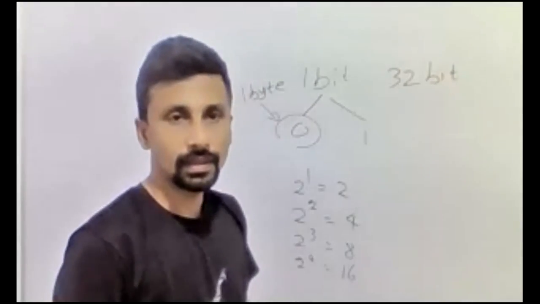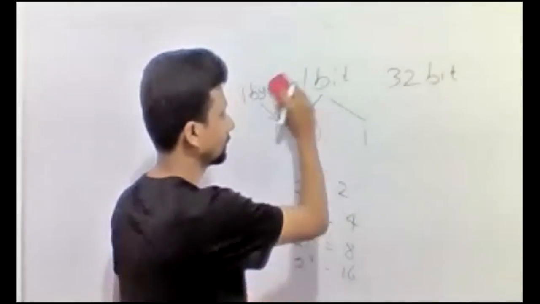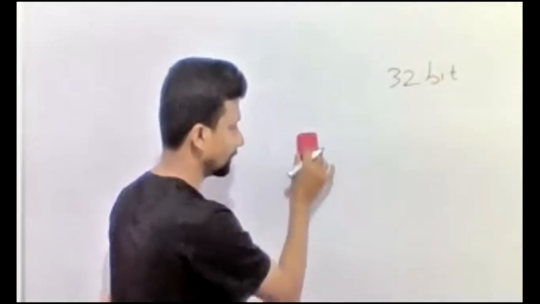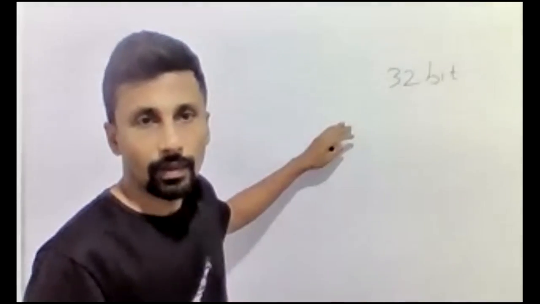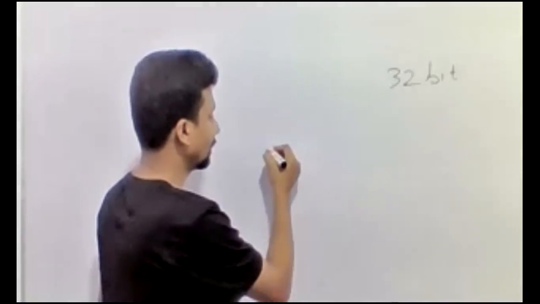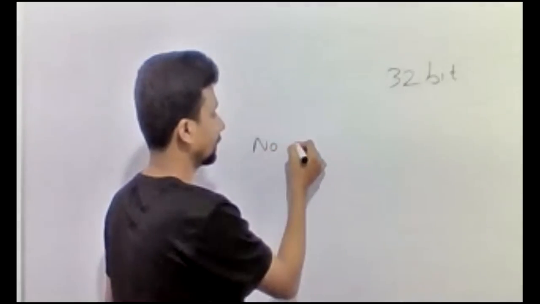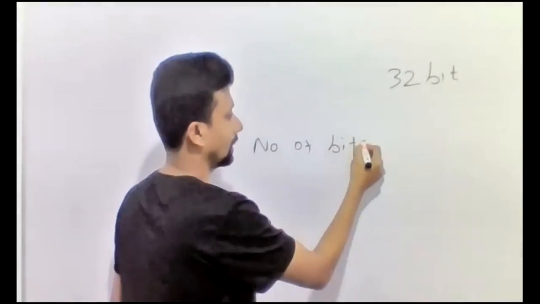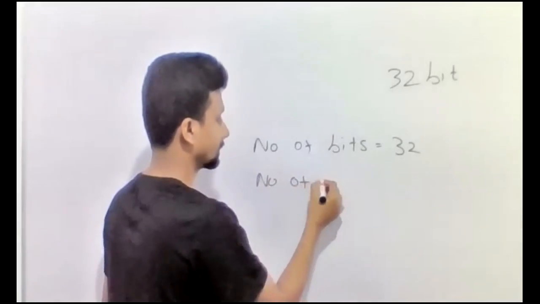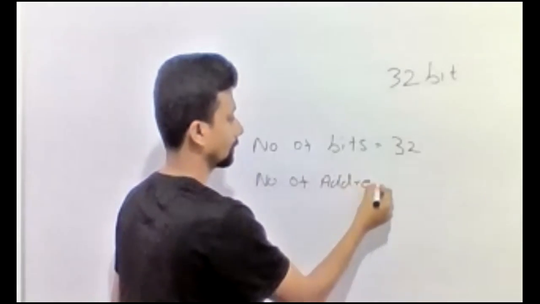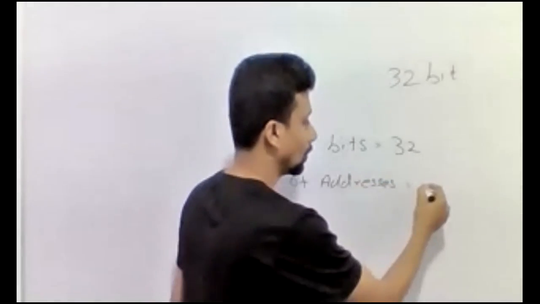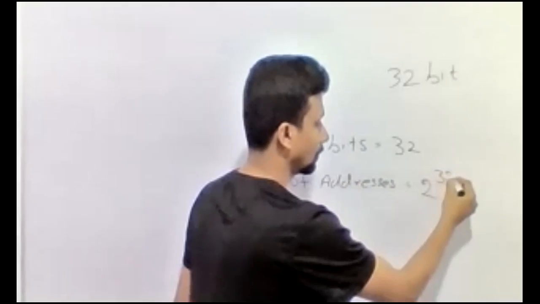If we have 32 bits, how many addresses can we create? The number of bits equals 32, so the number of addresses equals 2 to the power 32.